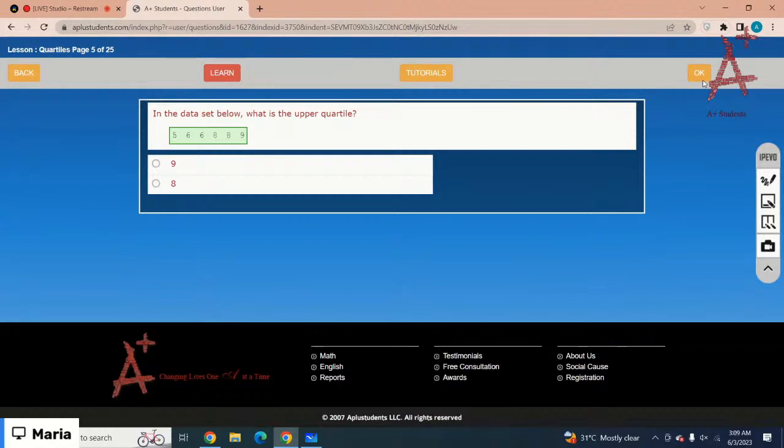Okay, in the data set below, what is the upper quartile? You have to find the upper quartile. So which is the upper quartile? So which is the correct option? It would be 8. 8 is the correct option.